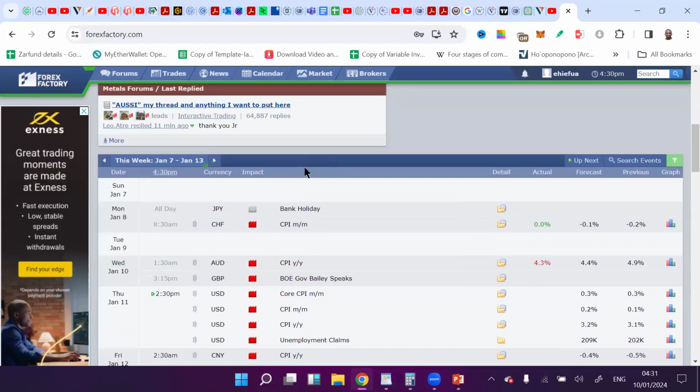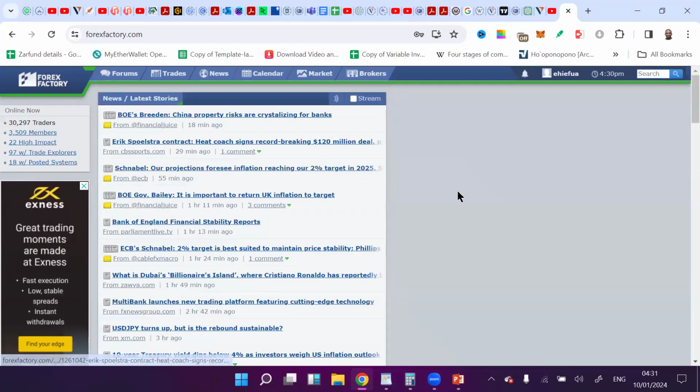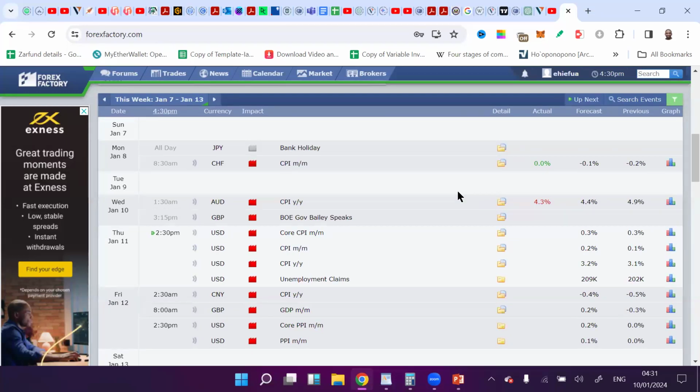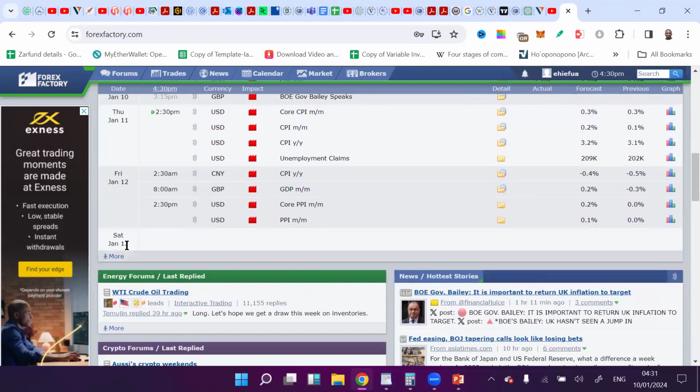Now look at this economic calendar. When you come to Forex Factory, you scroll a little bit, you come to the calendar itself. For this calendar now, you see this week, January 7th to January 13th. Normally, when you come to this website, you will usually see the events for that particular day. But when you click on more, you see more. It will give you the events for the next few days or maybe the next one week.